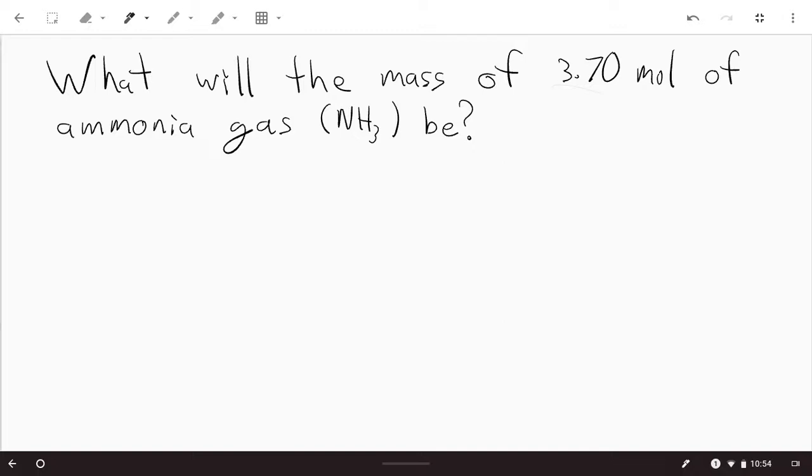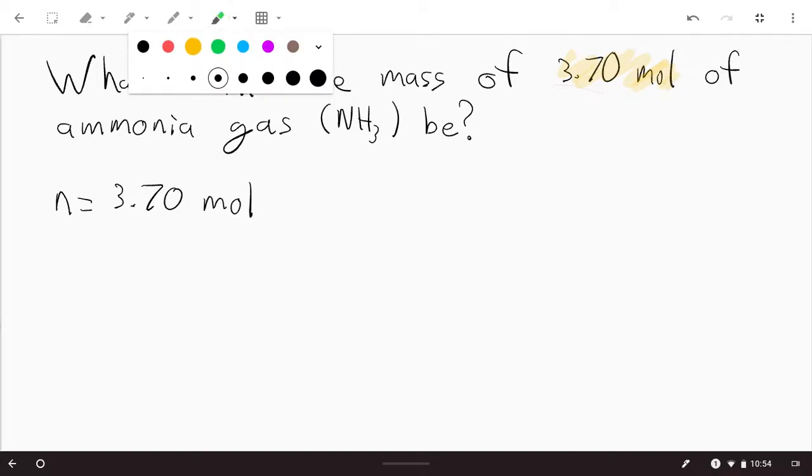First thing we always want to do is write down the information that we've been given. We can see here we've been given a number of moles, 3 and 7/10 of a mole. The variable for moles is n, so n equals 3 and 7/10. We aren't given another number explicitly, but anytime we're given a chemical's formula, we can determine what its molar mass is. So ammonia's formula is NH3.